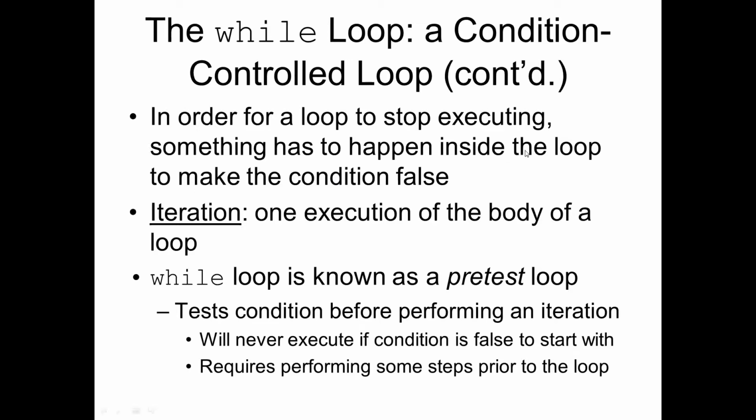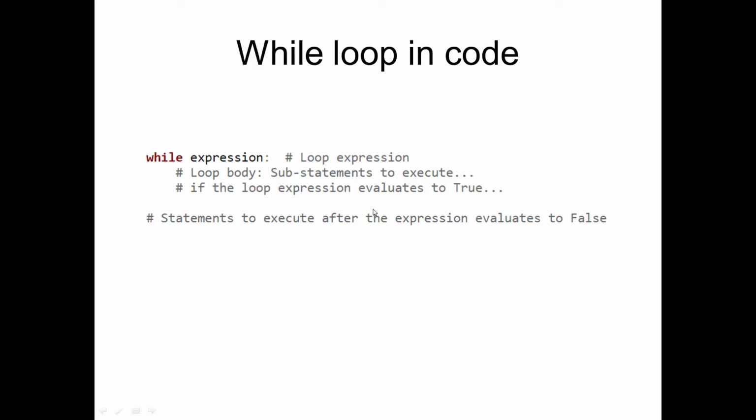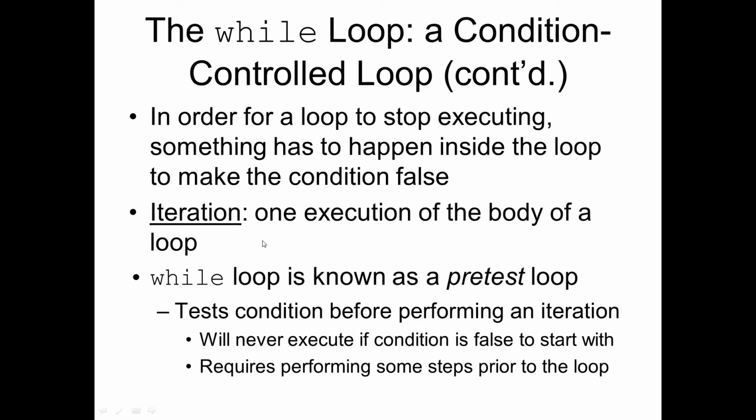So in order for a loop to stop executing, something has to happen inside the loop to make this condition false. If nothing happens inside the loop to make this condition false, we'll have an infinite loop. We'll just continue looping and looping and looping. Each time we go through the loop, we call that one execution of the body of the loop.